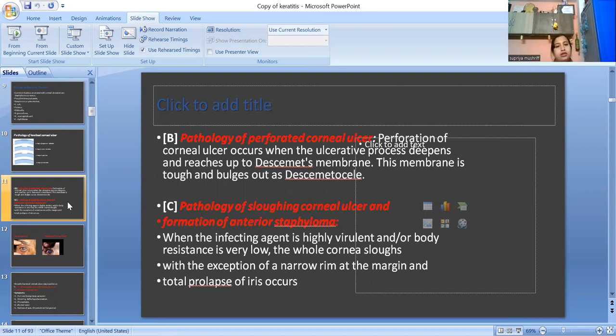As we all know, Descemet's membrane is the toughest membrane and it is responsible for maintaining ocular integrity. If this membrane bulges out, it causes a descemetocele, which is a characteristic feature of impending corneal perforation. Then the third is the pathology of sloughing corneal ulcer and formation of anterior staphyloma. When the infecting agent is highly virulent and our body resistance is very low, the whole cornea sloughs out, with the exception of a narrow rim at the margin, and total prolapse of the iris occurs.